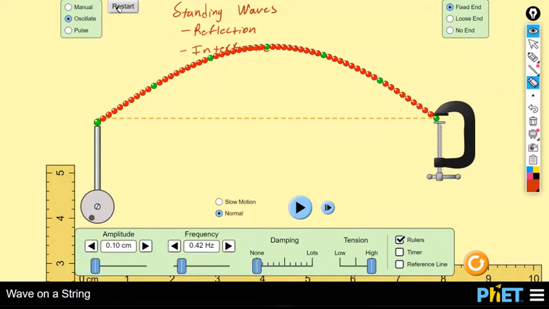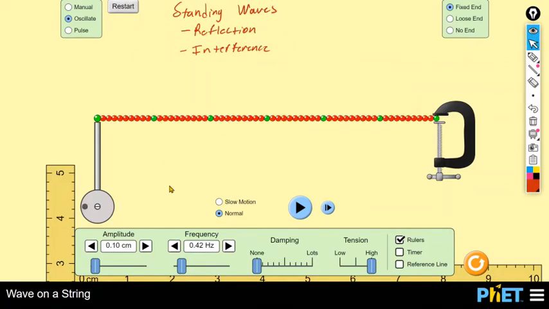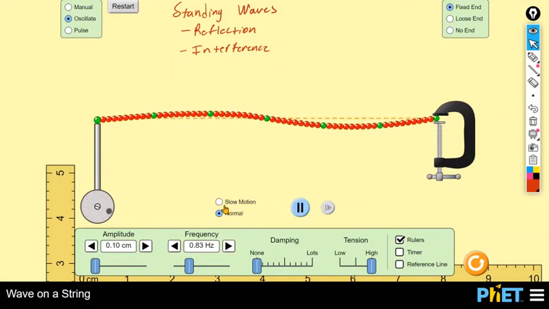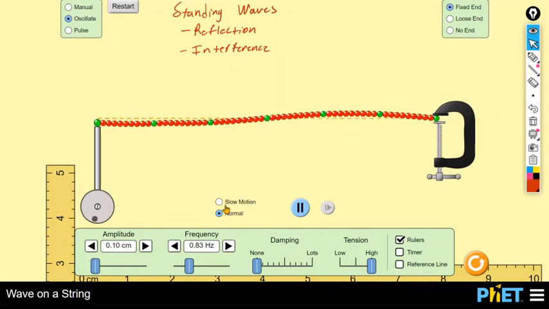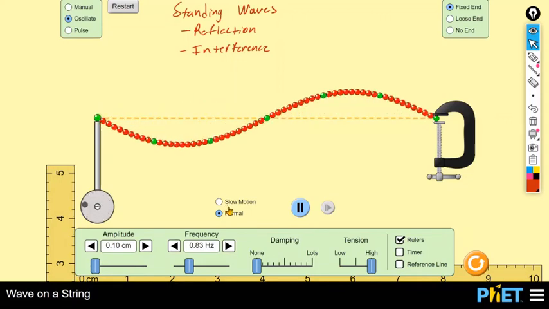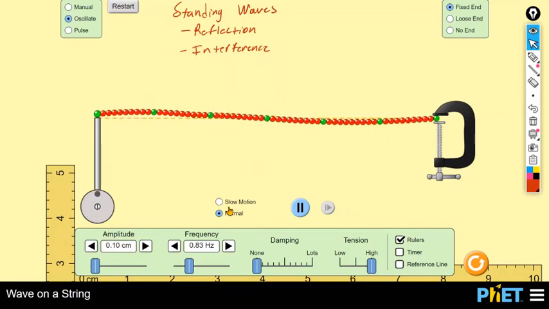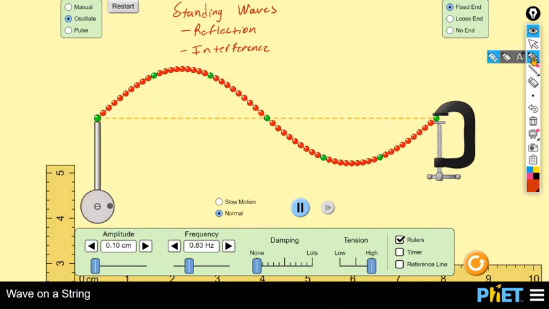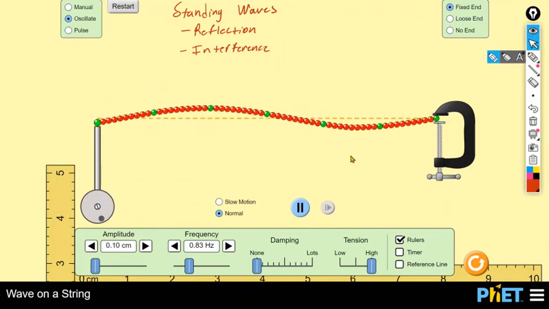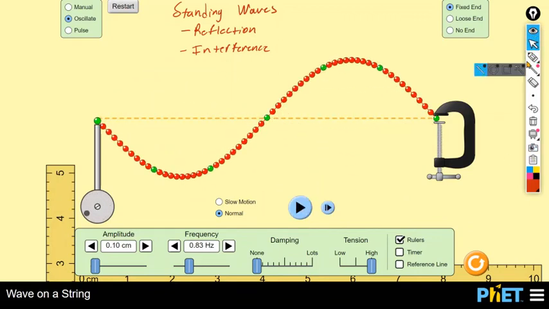So I'm actually going to change my frequency first. I'm going to take this, I'm actually going to double it. I'm going to change it to 0.83. All these values are rounded, by the way. So 0.83 is another special frequency. Let's see what happens. You can see that amplitude is increasing, and we get another standing wave. But this wave has a different number of nodes and antinodes. See if I can get the timing just right. And there we go. This has 3 nodes.